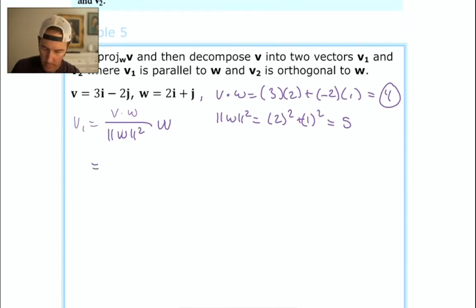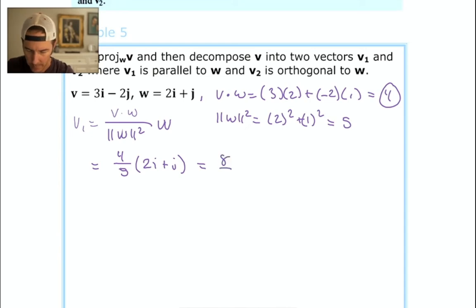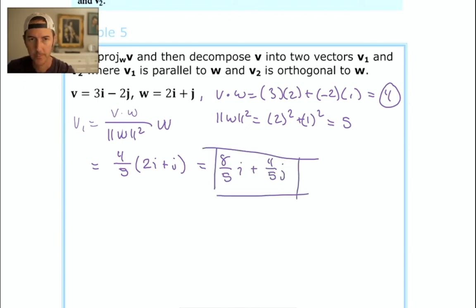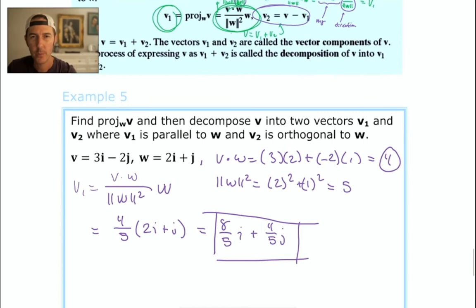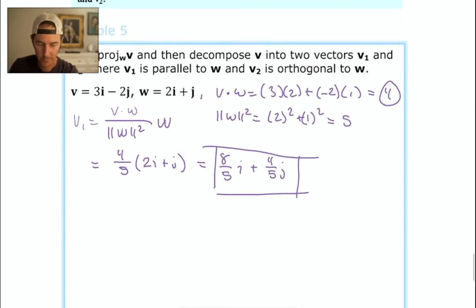So v1 is equal to 4/5 times vector w, which was 2i plus j. And if we distribute, we get 8/5 i plus 4/5 j. And there's v1. Not so bad. Now we need to use the other tiny little formula that's up here. v2 equals v minus v1.